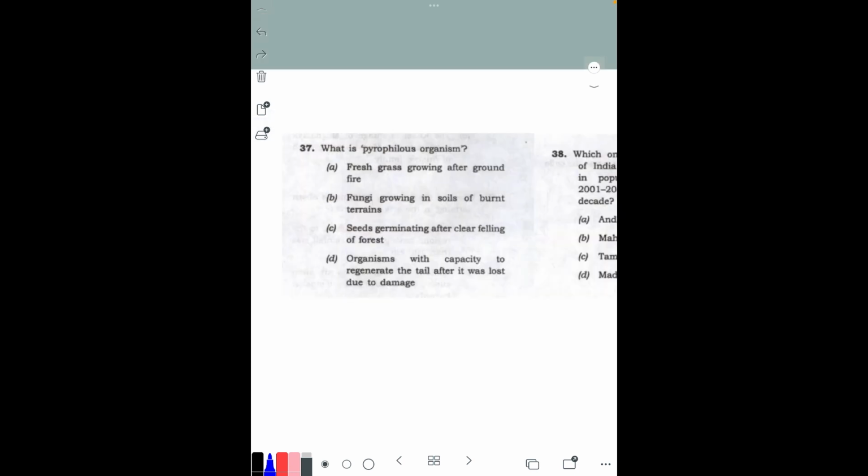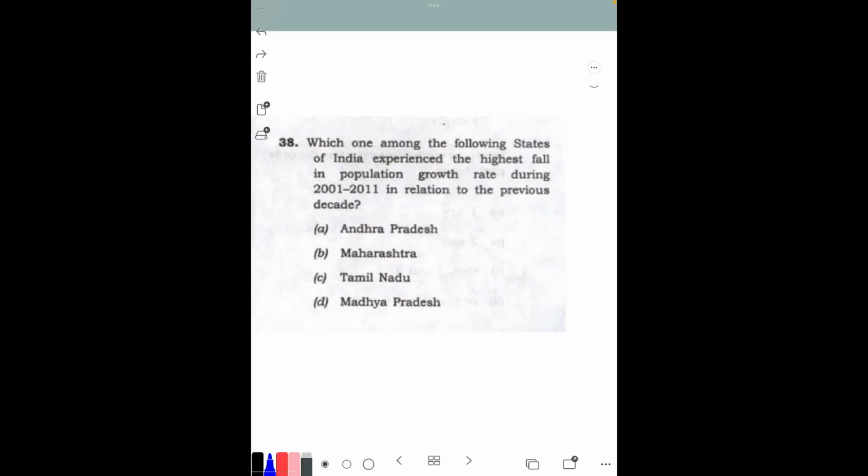Which one of the following is a gravity transported soil? The correct option is C, that is colluvial. 7. What is pyrophilous organism? So pyrophilous organisms are substantially favored by fire. So the correct option is B, fungi growing in soils of burnt terrains. Which one among the following states of India experienced the highest fall in population growth rate during 2001 to 2011 in relation to the previous decade? So the correct answer is Maharashtra.